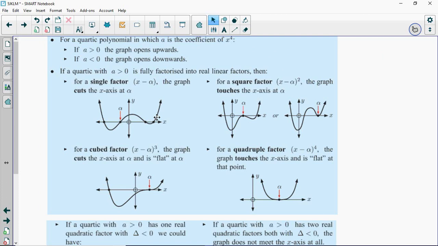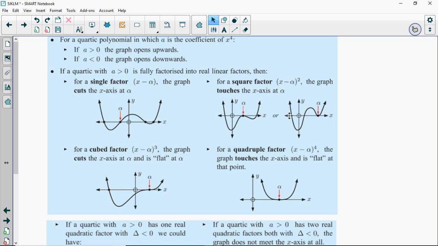So if we have a quartic that looks like this, that means that it's going to have 4 separate linear factors, one for each of these x-intercepts. Something like this picture here is going to have a single factor here, a single factor here, but right there, that one's going to be repeated twice.